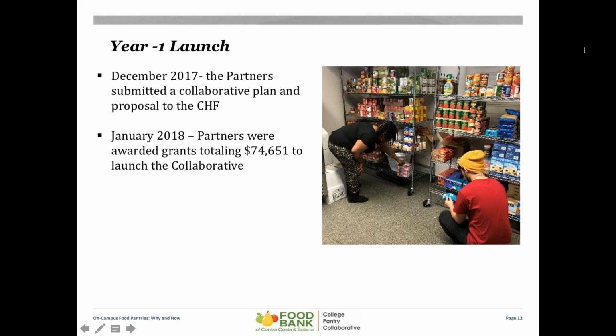The Community Health Fund's board was asking us, is that really all you're asking for? And we said, yeah, we are going to make it effective. And we're going to make it effective also because the colleges and the food bank had recognized the need for investing our staff time as well. Next slide.